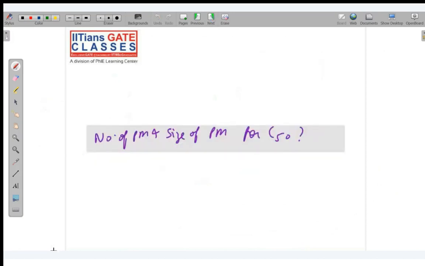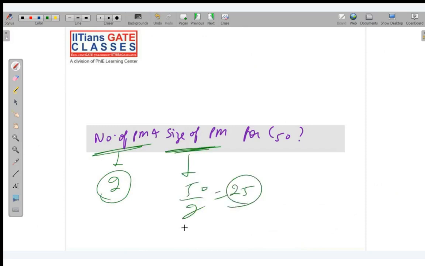So number of perfect matching and size of perfect matching for C50. The number of perfect matching will be only 2. The size of perfect matching will be 50 by 2, that is 25. Any doubt?